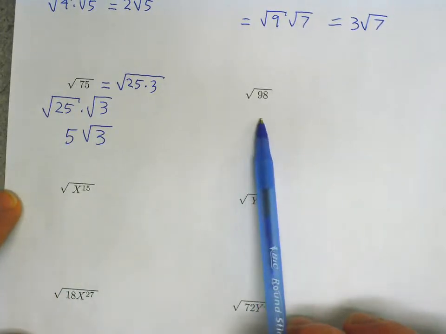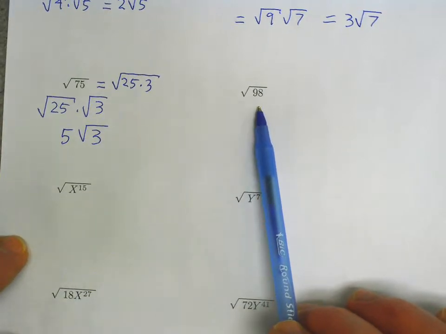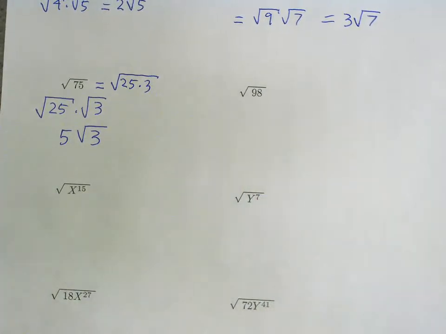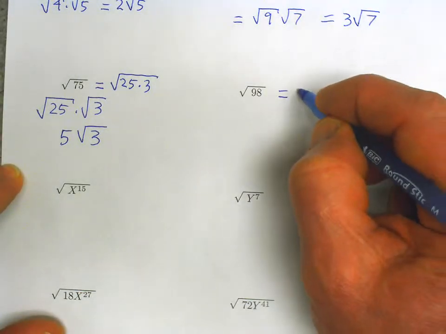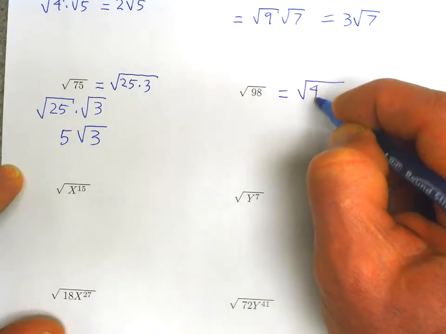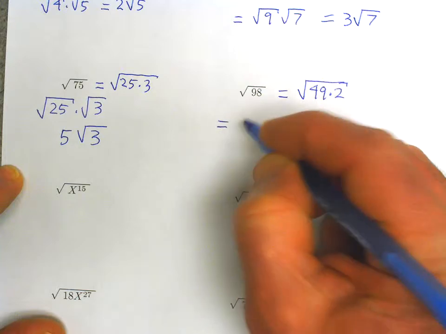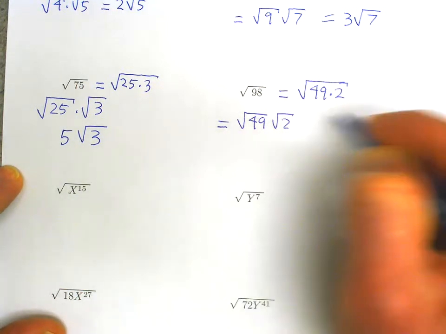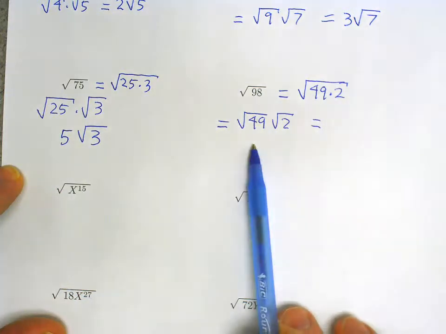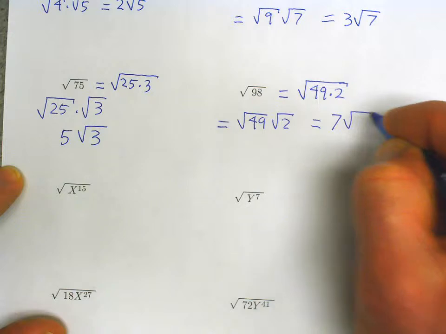The next example, the square root of 98. The largest factor of 98 that's a perfect square is 49. 49 times 2 is 98. So we'll rewrite the square root of 98 as the square root of 49 times 2. And then this can be written as the square root of 49 times the square root of 2. And then we simplify the square root of 49 to 7, so our final result is 7 times the square root of 2.